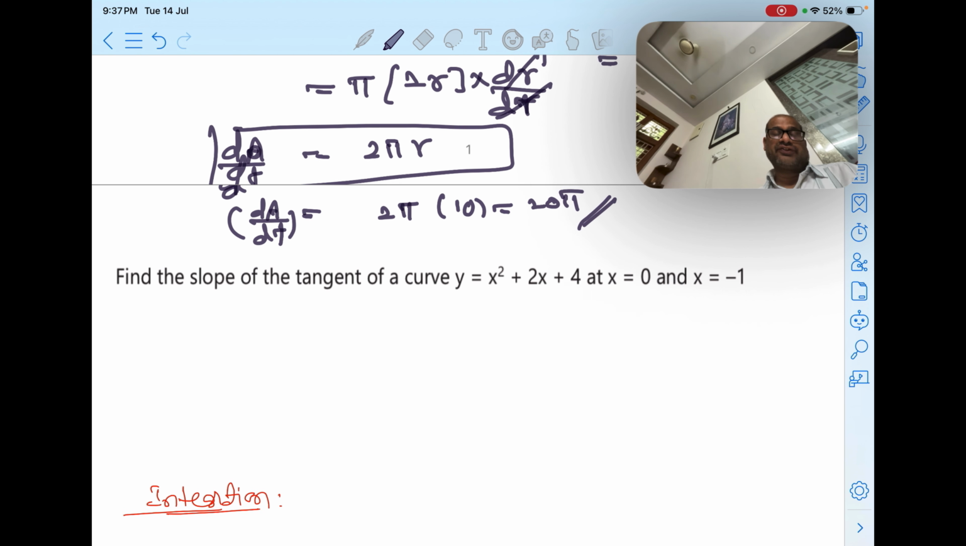Find the slope of the tangent to the curve y is equal to x square plus 2x plus 4 at x is equal to minus 1.